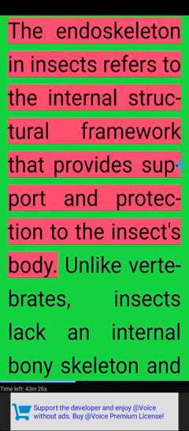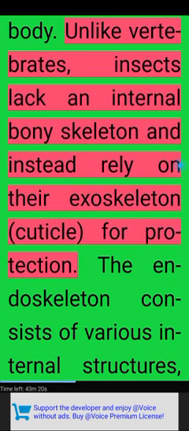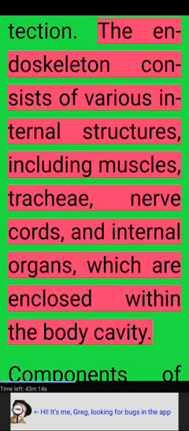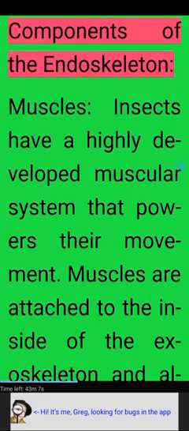Endoskeleton in insects. The endoskeleton in insects refers to the internal structural framework that provides support and protection to the insect's body. Unlike vertebrates, insects lack an internal bony skeleton and instead rely on their exoskeleton cuticle for protection. The endoskeleton consists of various internal structures, including muscles, tracheae, nerve cords, and internal organs, which are enclosed within the body cavity.